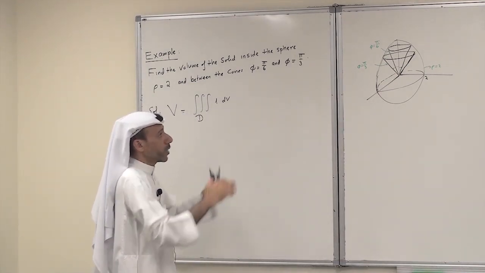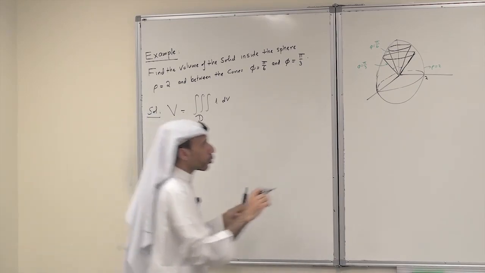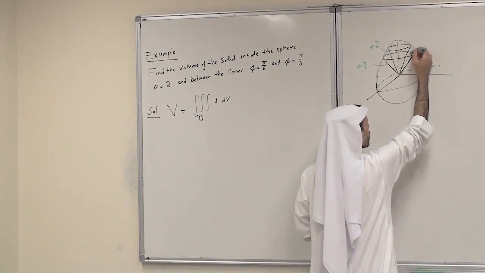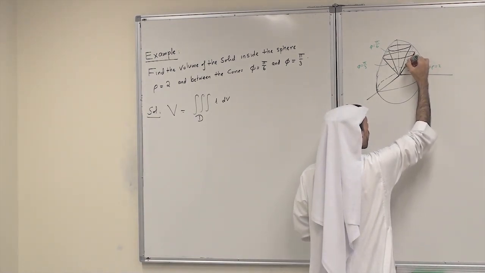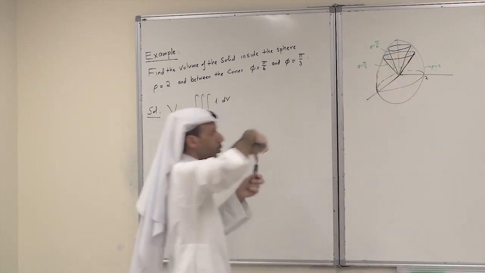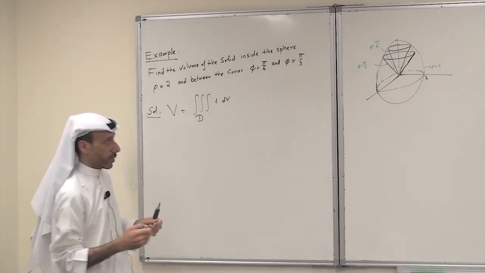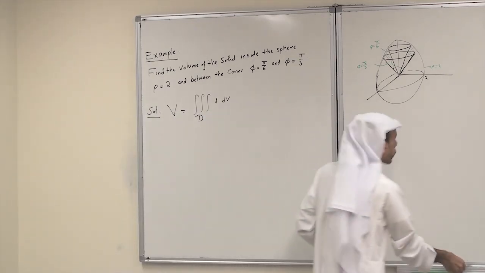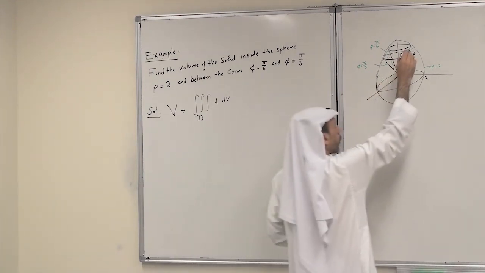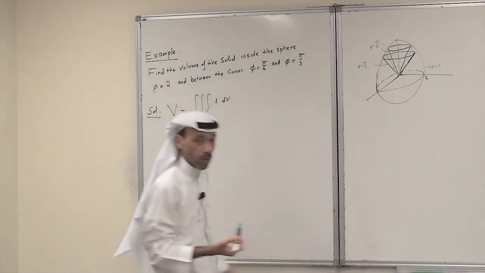The solid will be inside the sphere and between the two cones. So the solid will be the part between the two cones, this part here and this part. Of course, it will go around, but it is between the two cones and inside the sphere. This is the solid that we want to find its volume or its description in spherical coordinates.